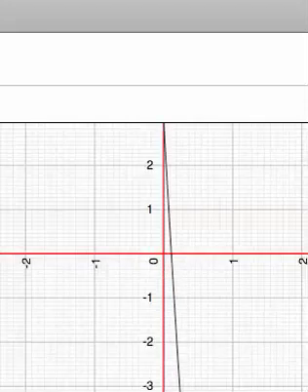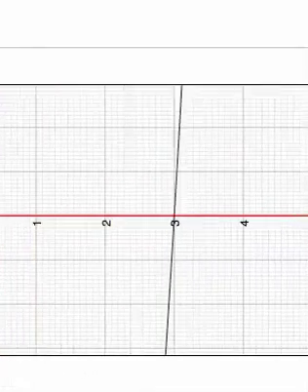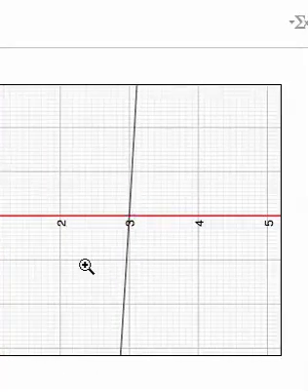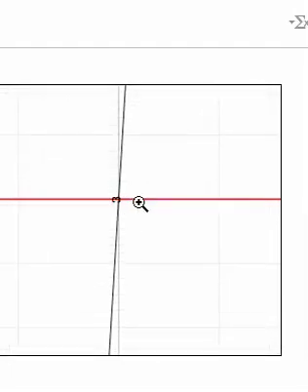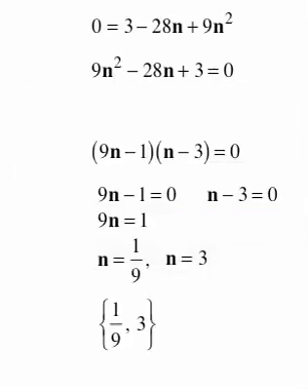Let me just zoom out for a second. And we can look at the other point where the parabola crosses the x-axis, where that equation was equal to 0. And it's at 3. And that totally fits our answer, 1/9 and 3.